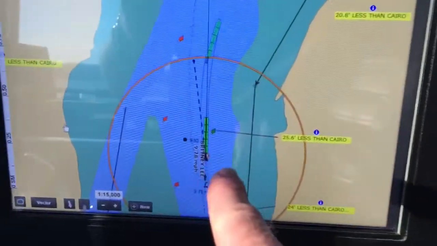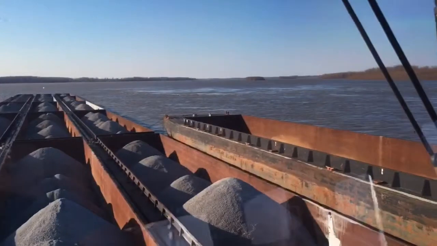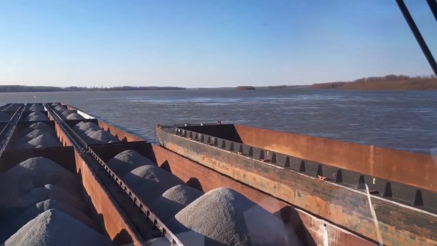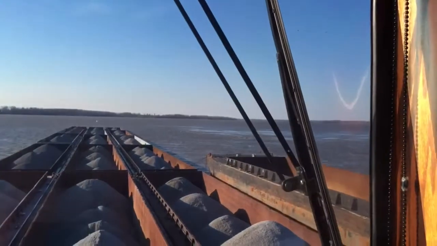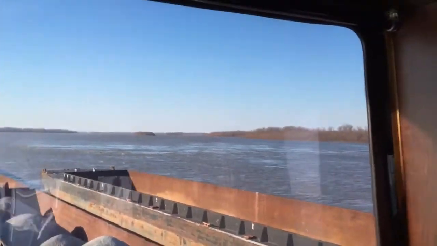Here's a good example of a dike. You can really see the break on the water right there. See how it breaks? That's the edge of that dike right there. And there's about 15 foot of water over it right now at this stage.